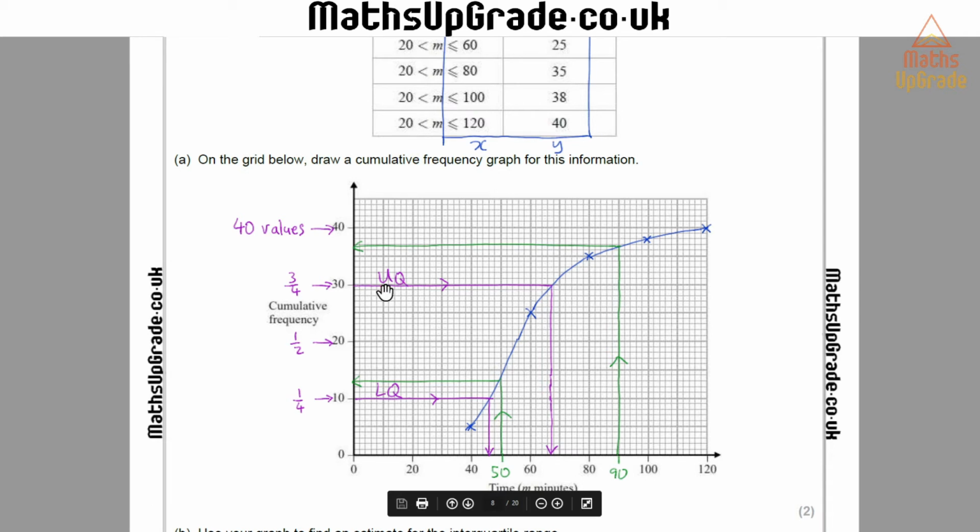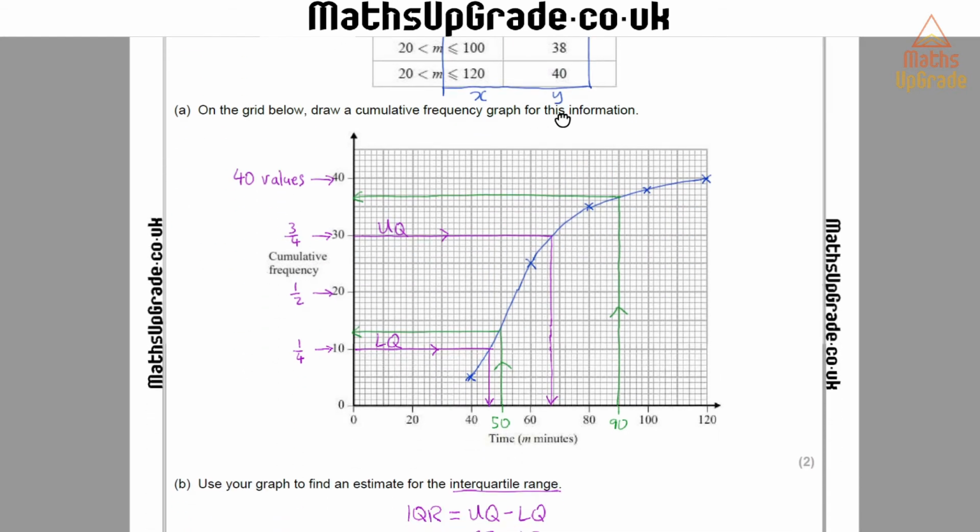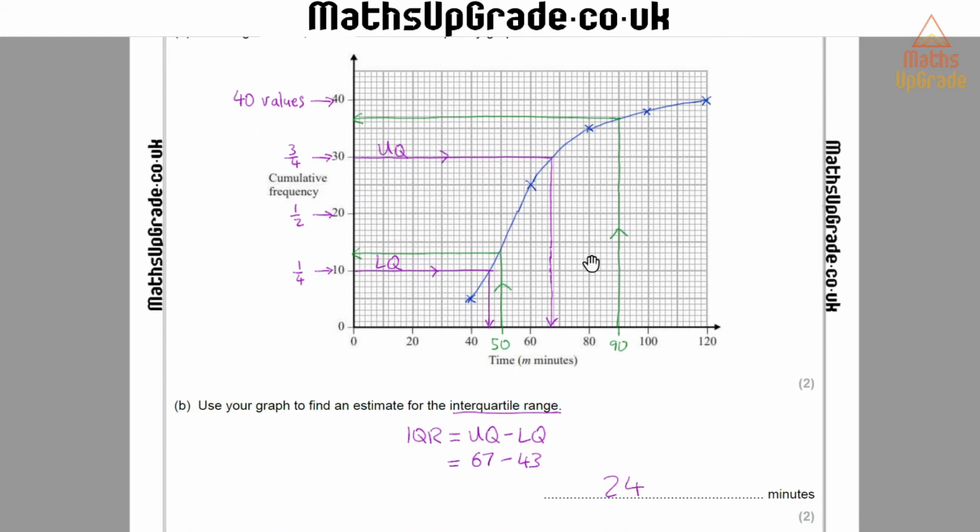Similarly, the upper quartile, I need to find 3/4 of 40, which is 30, going across from 30 and straight down, reading off the value, which on mine is 67. The interquartile range is the difference between the upper quartile and the lower quartile, which is 67 minus 43, which is 24 for 2 marks.